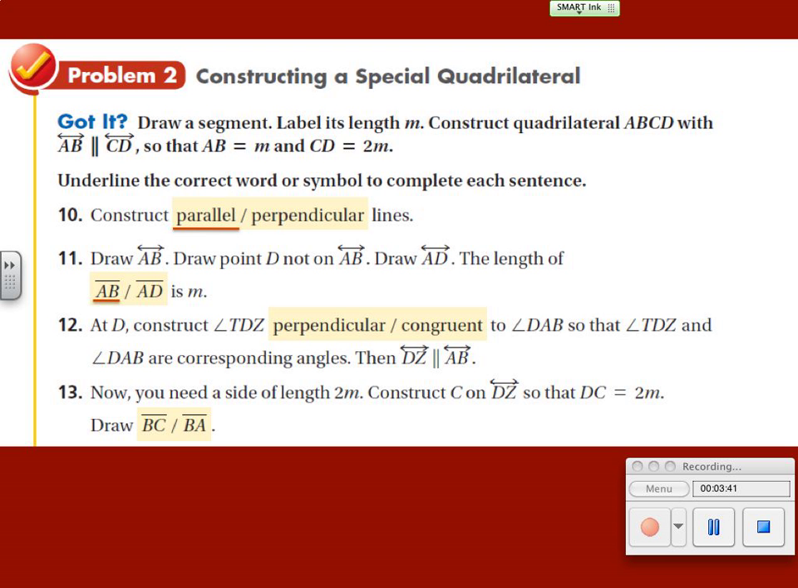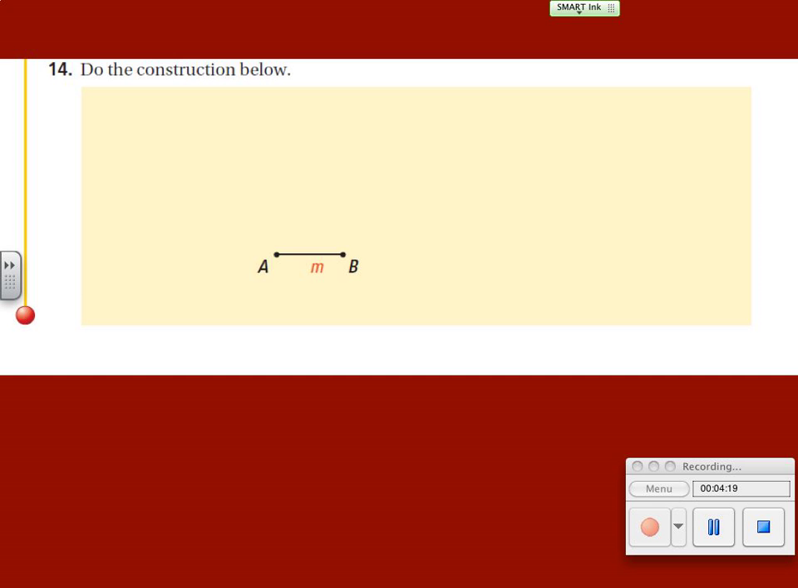So we're going to see all this in the next slide because I'm actually going to do the construction for you. At D, we're going to construct angle TDZ congruent to angle DAB so that angle TDZ and DAB are corresponding angles. Therefore, DZ and AB, those 2 lines will be parallel. Now you need a side of length 2M, and we're going to construct C on DZ so that DC is 2M, and we're going to draw a line BC. So it's easy when we hear a bunch of words, so let's put those words into action.